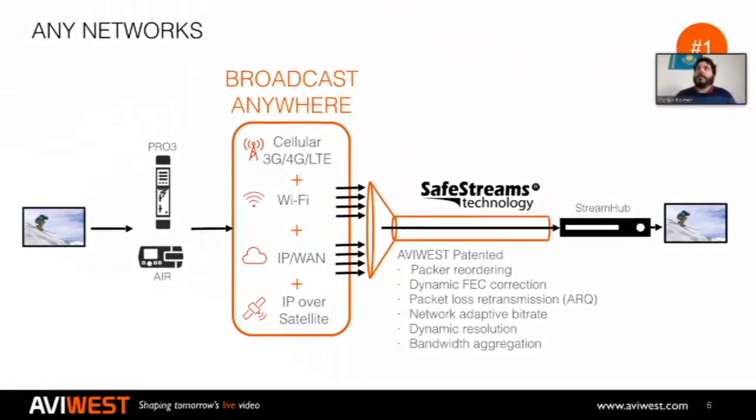And what the SafeStream technology is doing is bonding all those connections together. So it means you can bond multiple cellular networks with Wi-Fi, with landline, all at the same time. The SafeStream technology we have been developing in-house is not only about bonding, it's also doing packet reordering, forward error correction, packet retransmission, network adaptive bitrate, dynamic resolution, and bonding.